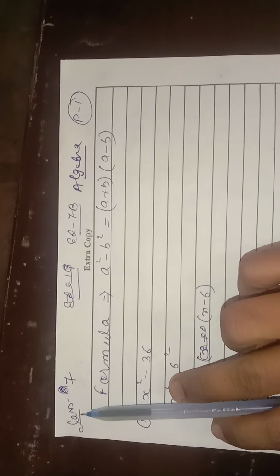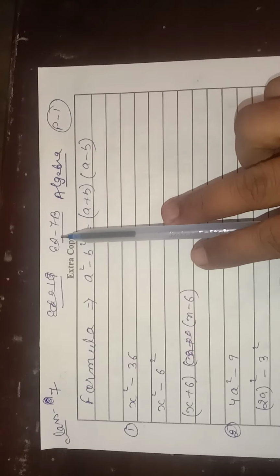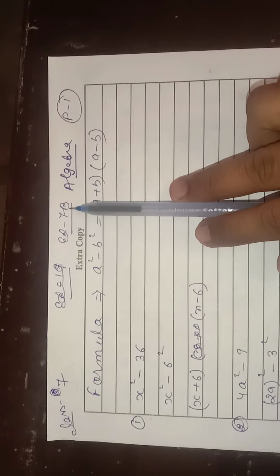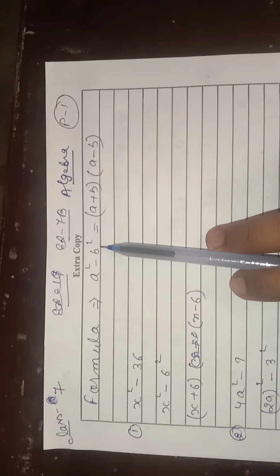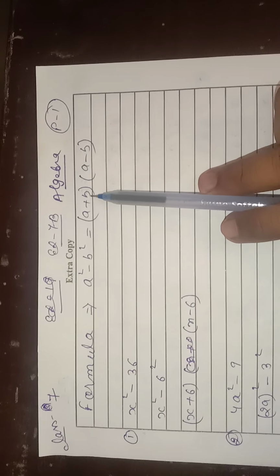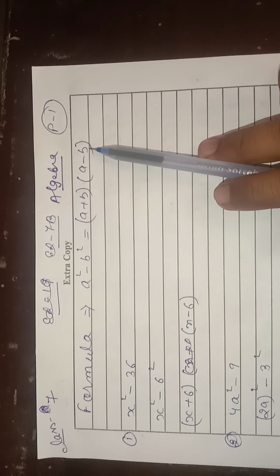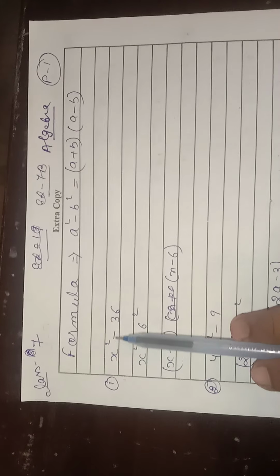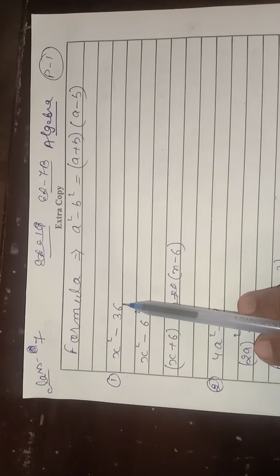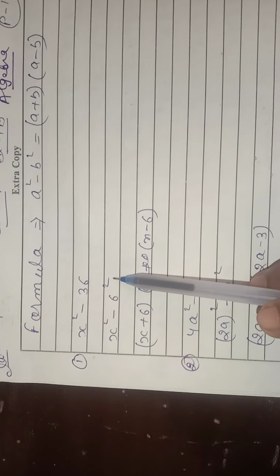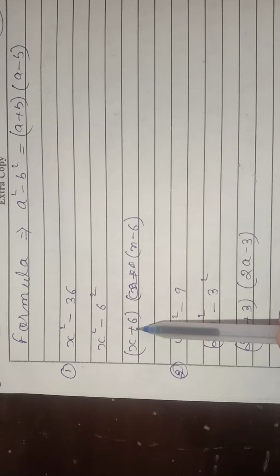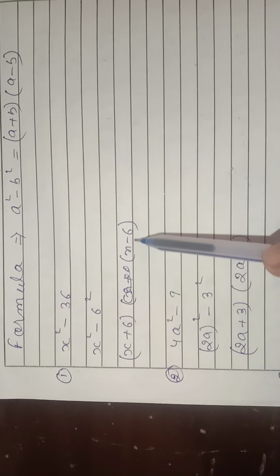Class 7 Algebra Exercise 7b. Here we have to apply this formula, a square minus b square, which means once you write a plus b, other side a minus b. So as given, x square minus 36. 36 we can write as 6 square. So once we have to write x plus 6 and other time x minus 6.